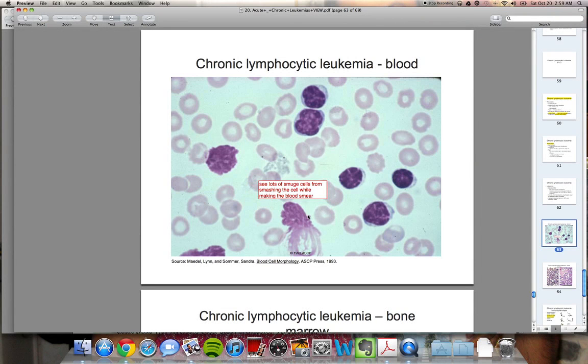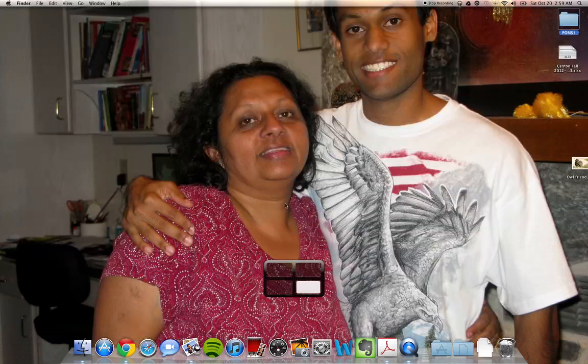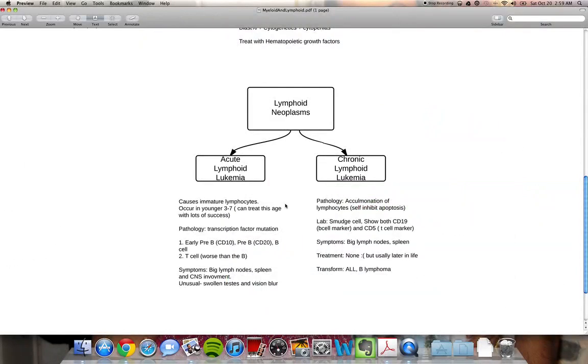Smudge cells. So when they take the 2 plates and they push them against each other, you actually rip apart the blood cell. So that's the smudge. So that's the diagnosis feature. And they're going to show both CD19 and CD5. So it's a B cell and a T cell marker. This actually also affects more males than females, so that's a win for females. And you're going to see a big spleen and lymphocytes and lymph nodes.